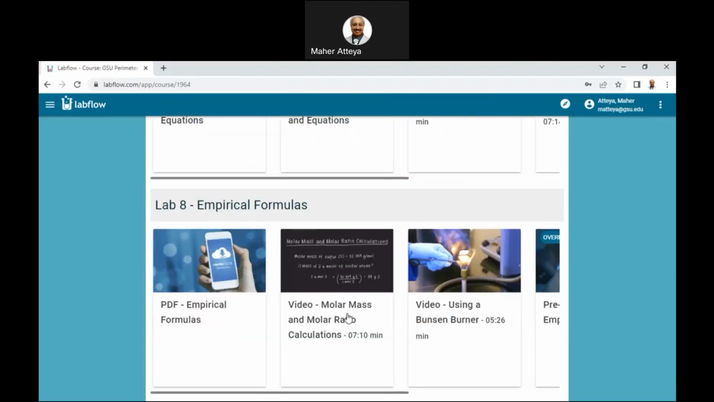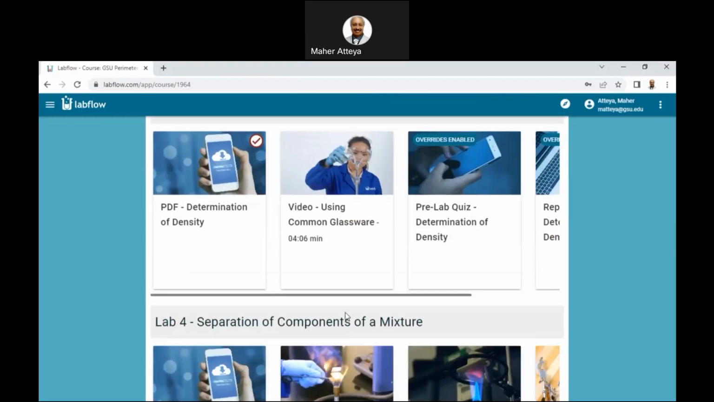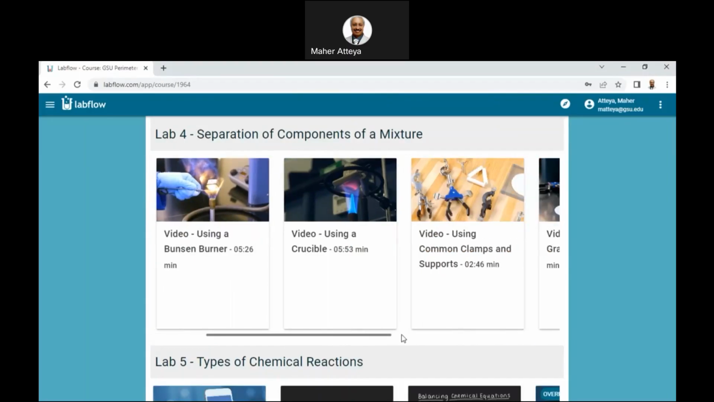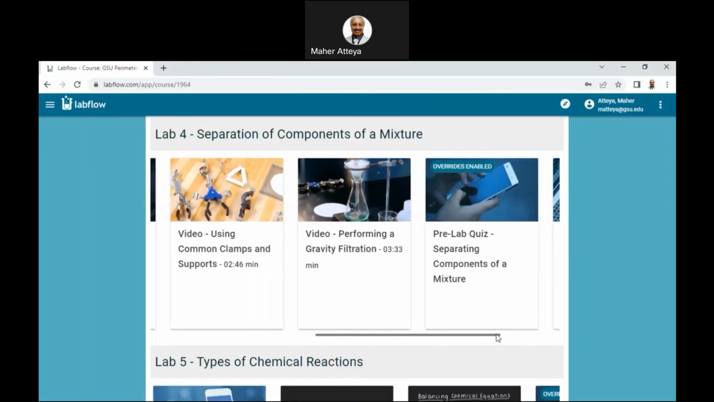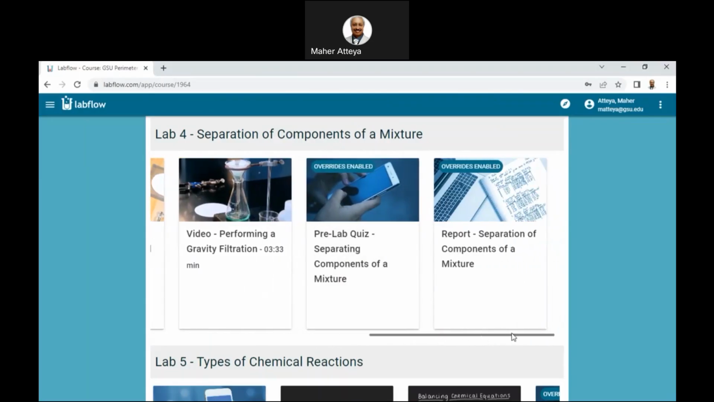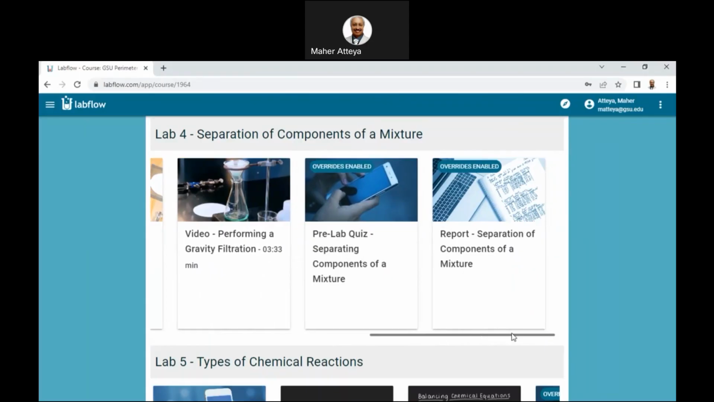So let's go for now to lab number 4. Lab number 4 is separation of components of a mixture. You will see a couple of files here, with the major theoretical background as the first one, and then a couple of videos, and a couple of full videos. Then you have a pre-lab quiz, and then you have the report, separation of a component.